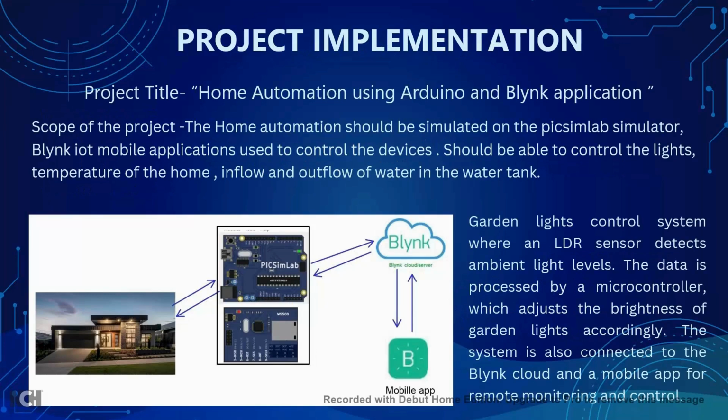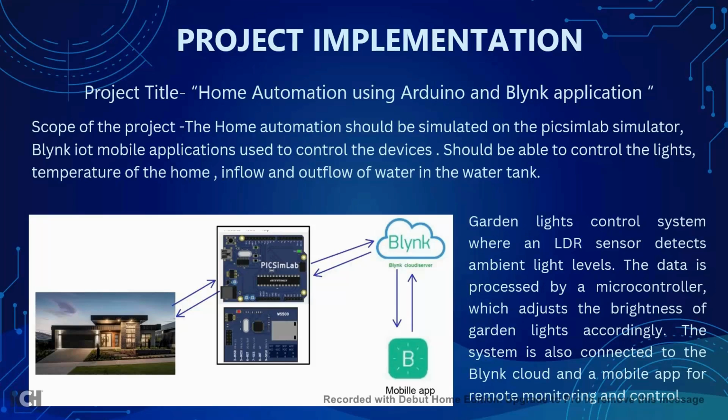Project implementation. The project title is Home Automation using Arduino and Blynk application. Scope of the project. The home automation should be simulated on the PICSimLab simulator, and the Blynk IoT mobile application is used to control the devices. Should be able to control the lights, temperature of the home, inflow and outflow of water in the water tank, which we will be discussing later.